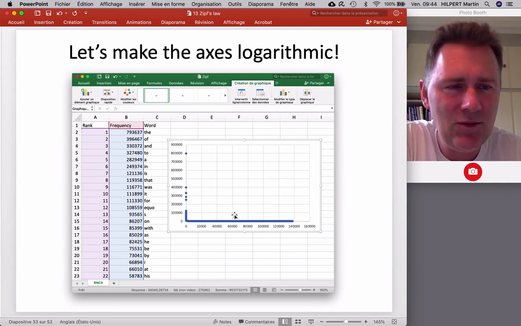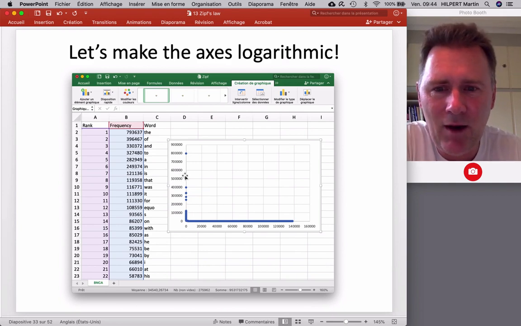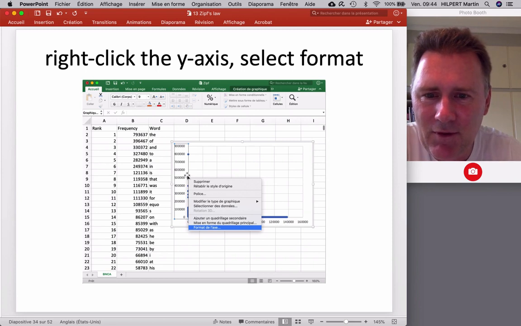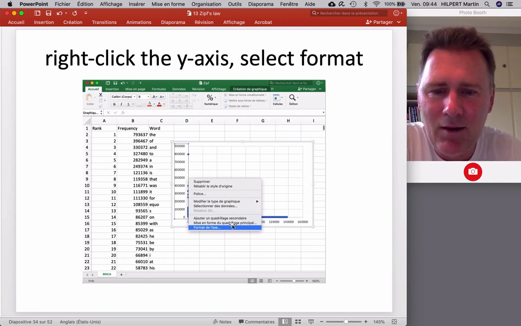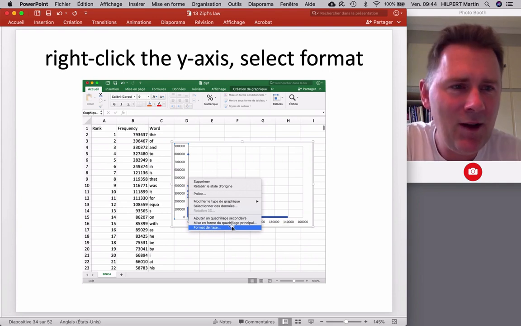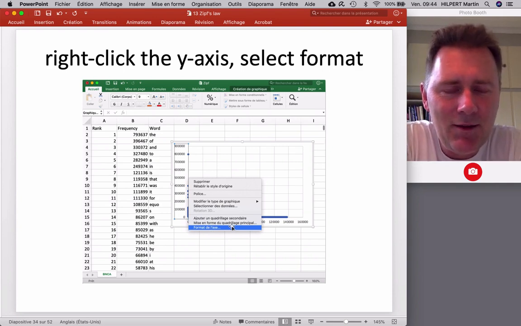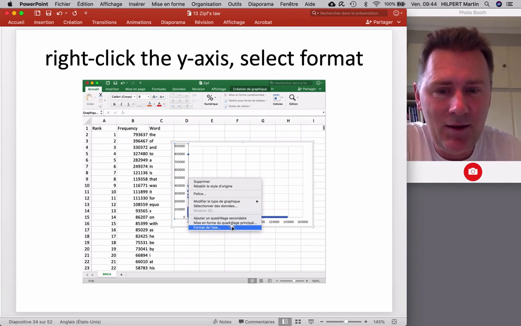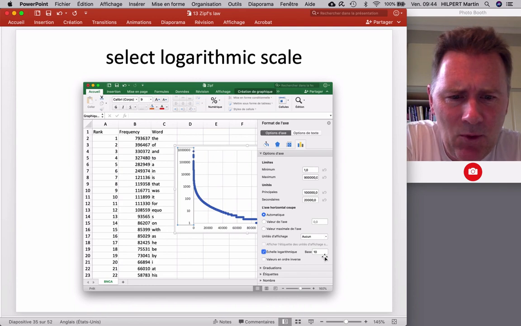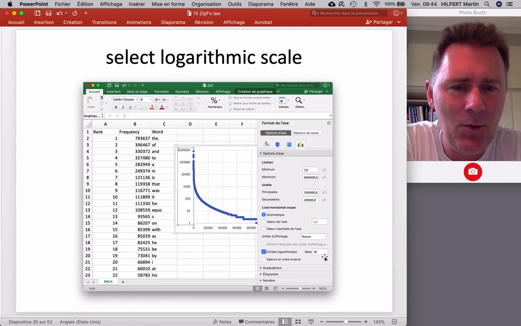So Excel lets you do this, but you have to do a little bit of fiddling. What I had to do was a right click on the y-axis and the x-axis. Yeah, so here you see how I did that. And then in my fancy French Excel, there is a "format de l'axe". And if I click on that, I can actually select an option, "échelle logarithmique". Voila, there we are.